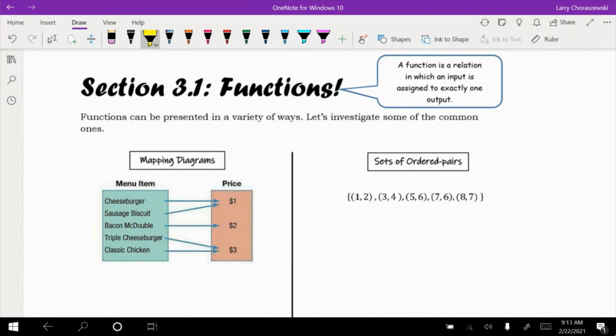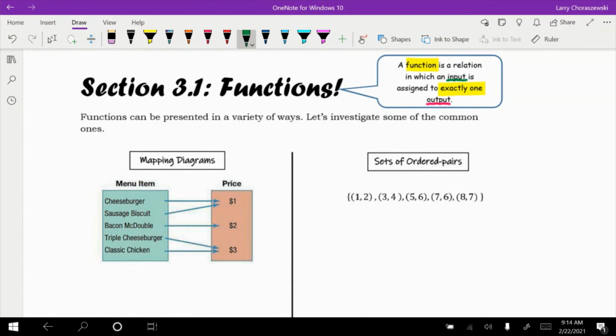But up here, a function is a relation that assigns what's called an input to exactly one, and that's key here, exactly one output. All right, so you can think of the different buttons on a game controller as the set of inputs, and then whatever action takes place once you press that button would be a particular output.